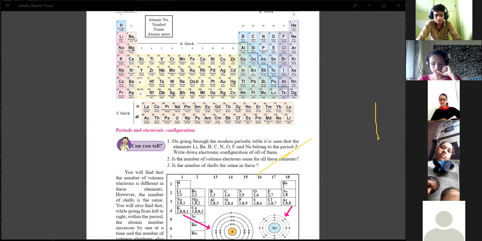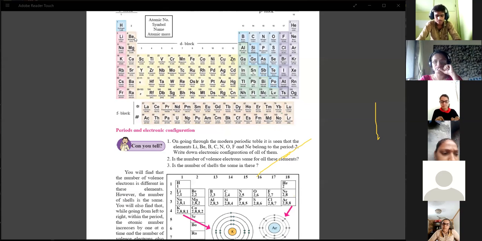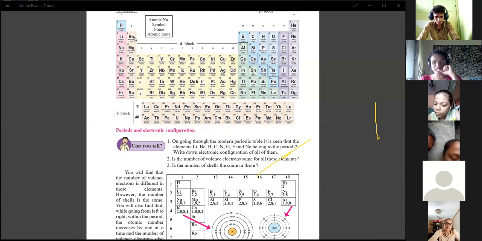Which is the most electronegative element among these? Oxygen. Then D, which is the most electropositive element? Aluminium, because its electronic configuration is 2, 8, 3. It easily gives the 3 electrons. Now E, which of these has the largest atom? Sodium. The F, which of these atoms has the smallest atomic radius? Beryllium.